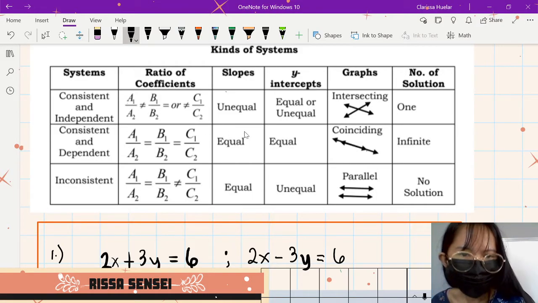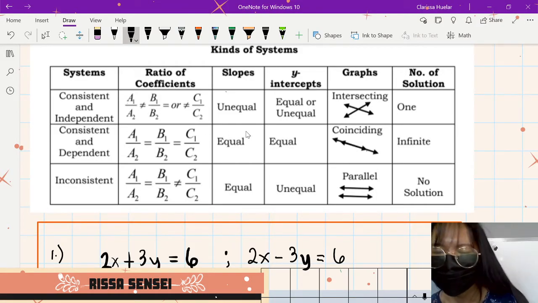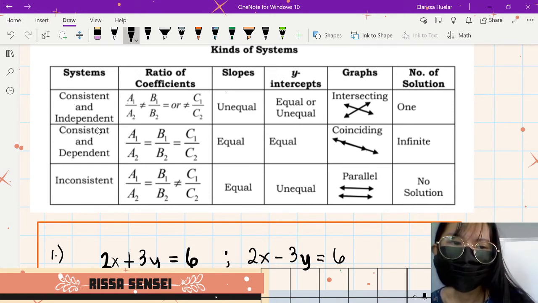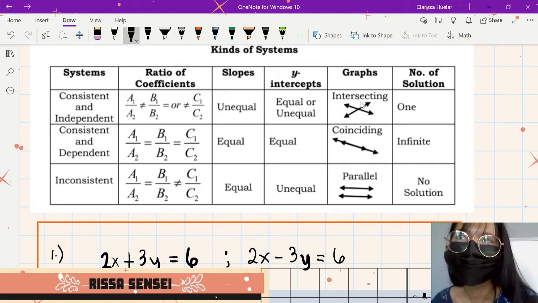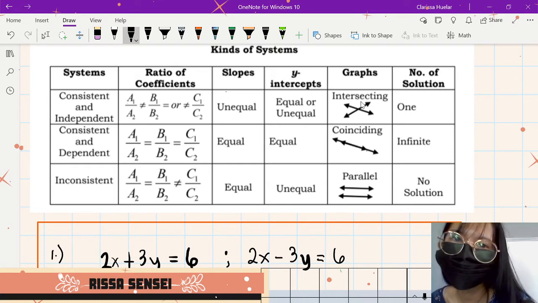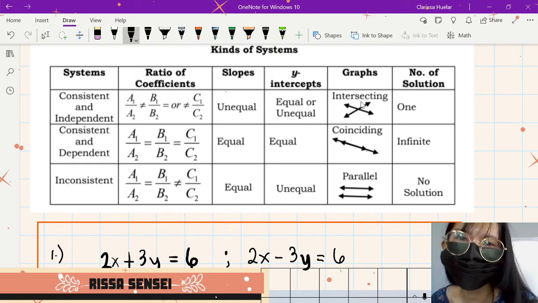Okay, so for today, I will discuss the different kinds of systems. We have three systems: consistent and independent, and inconsistent system. So if the system is consistent and independent, the graph is intersecting. So yung two lines intersect. And we know that if two lines intersect, there is only one intersection. Therefore, the solution is only one.